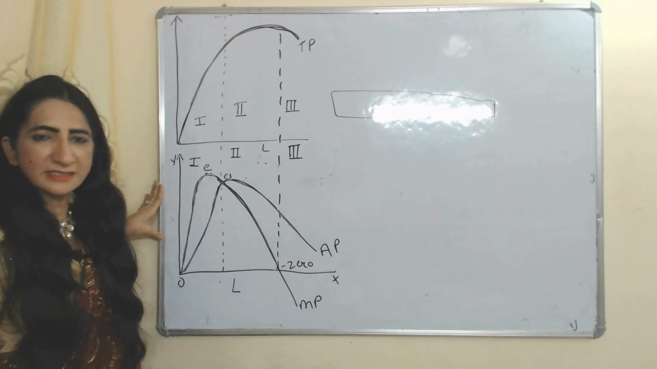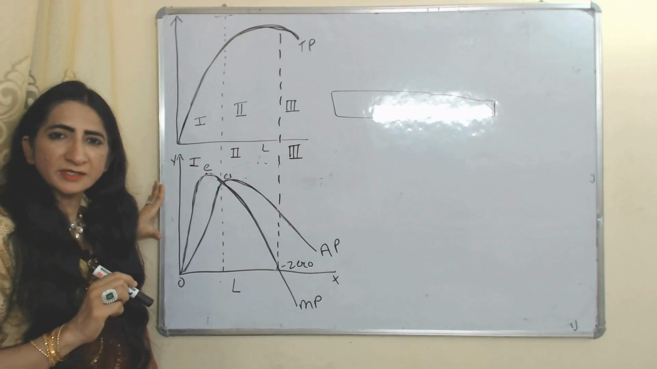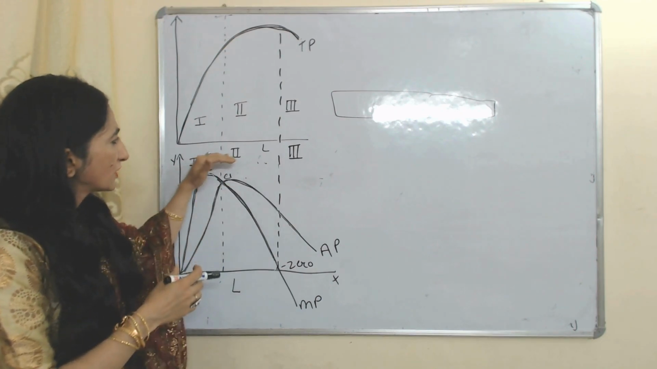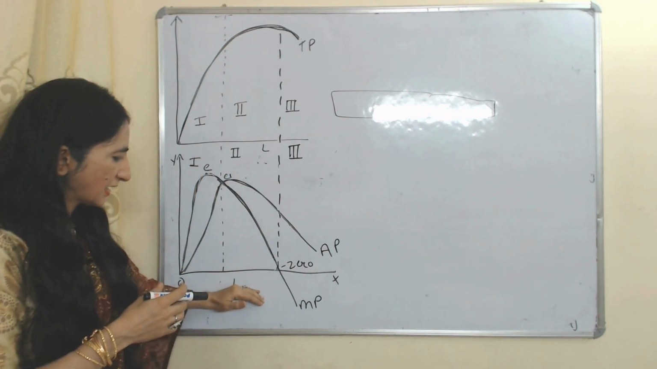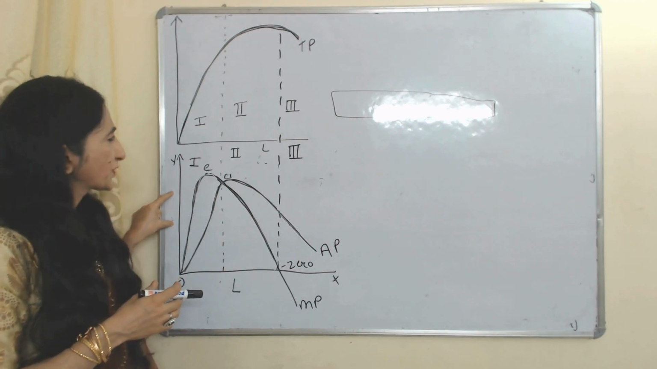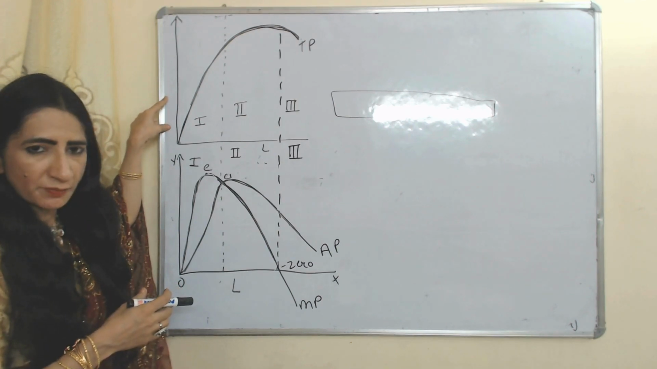Now we will see a diagram. If we convert the previous table into a diagram, we will get this. On the x-axis we have labor. On the Y-axis, this side, we have average product and marginal product. This side we have total product.